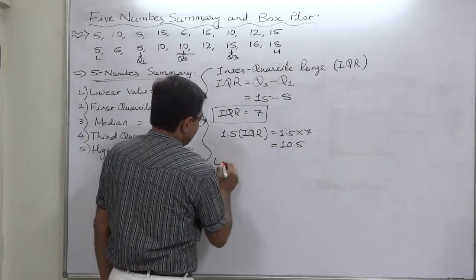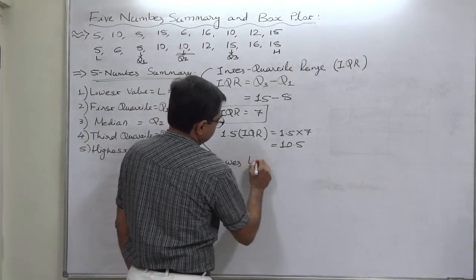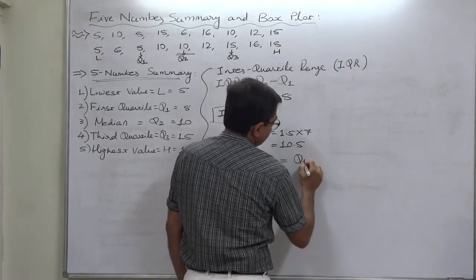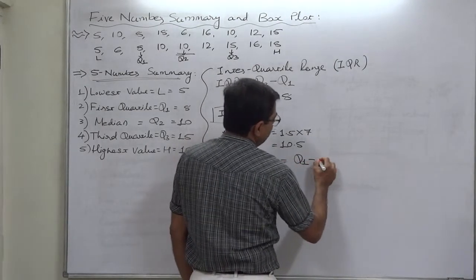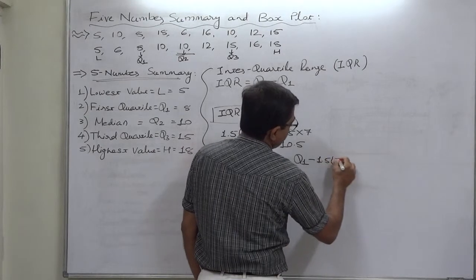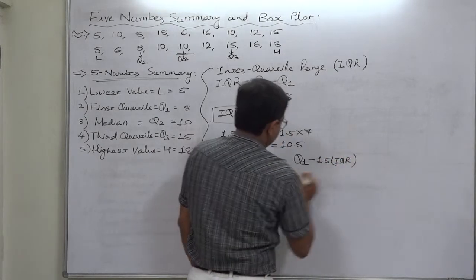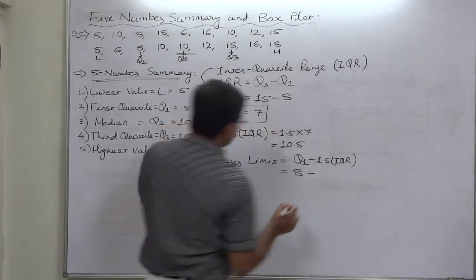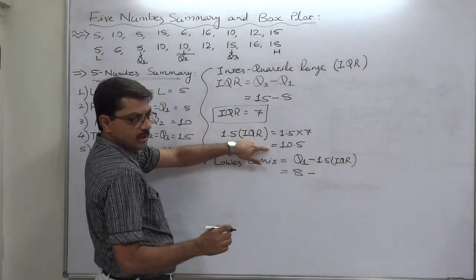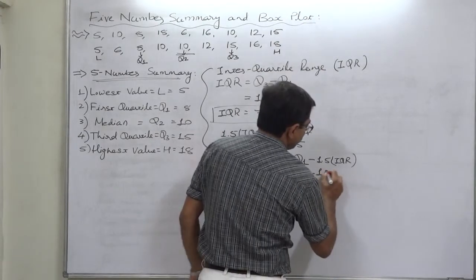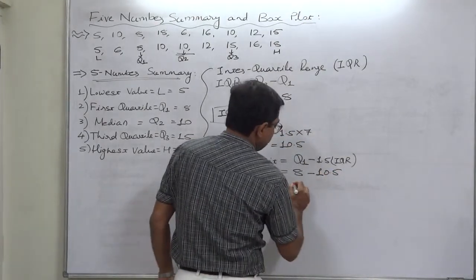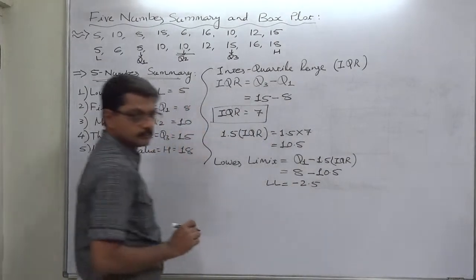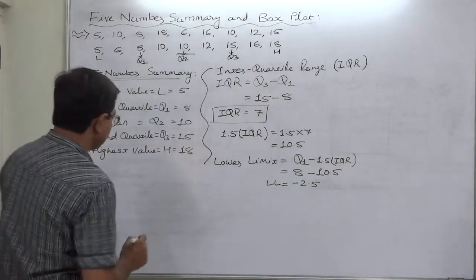Now it is the turn of calculating the lower limit. Lower limit equals the first quartile Q1 minus 1.5 IQR. That means Q1, 8, minus 1.5 IQR, which is 10.5. So the lower limit is negative 2.5.